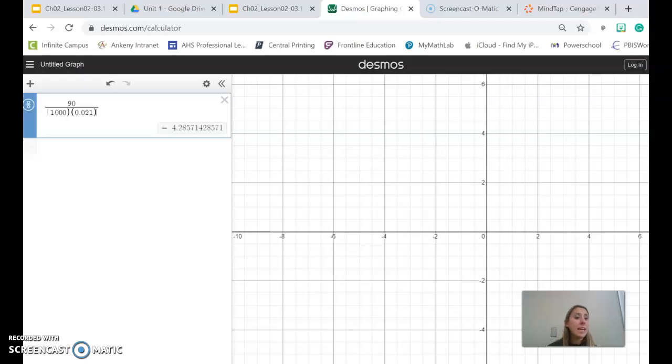Okay, so since I had that all set up in my paper, I went ahead and plugged it into Desmos, and I got 4.28. Well, I'm going to round that to about 4.3. It's going to be about 4.3 years. But it is asking how many months will it take. So I am going to take that number, and I'm just going to do the 4.3 because I'm going to round to the nearest tenth.